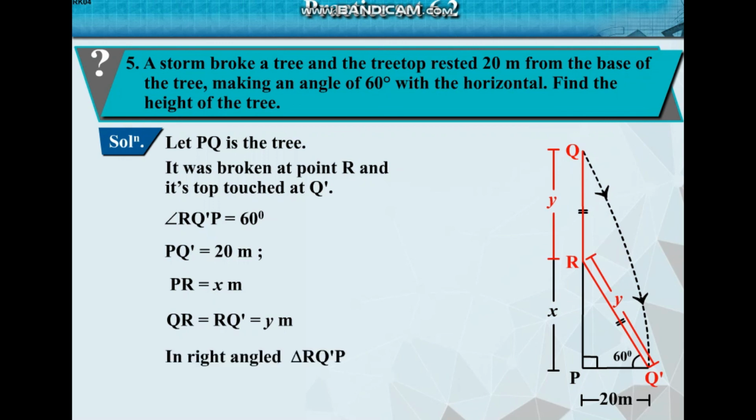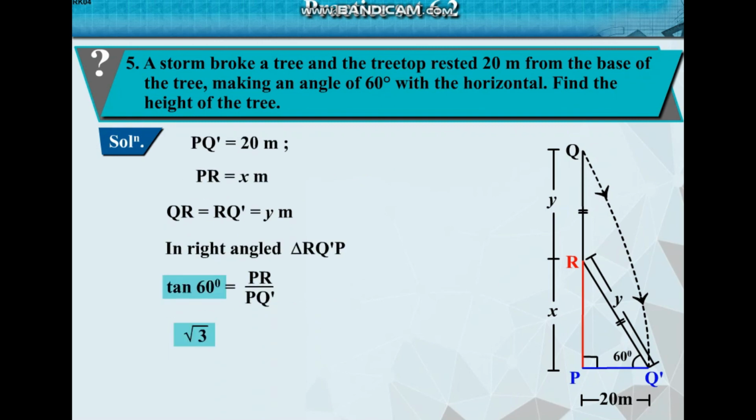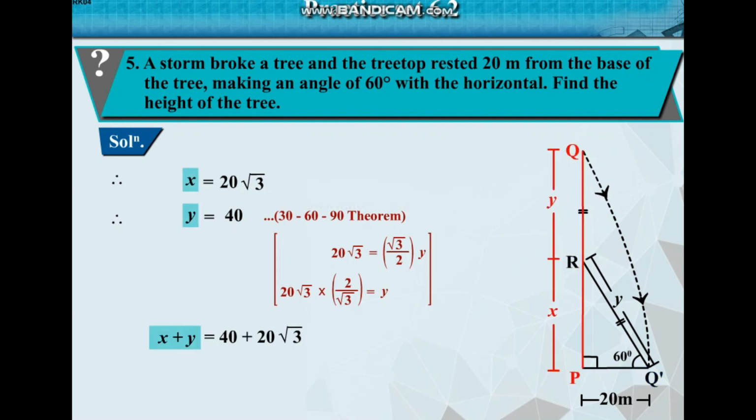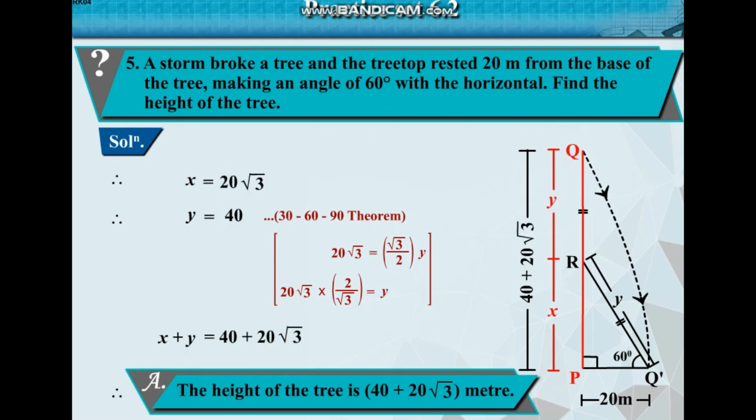In right-angled triangle RQ dash P, tan 60 degrees is equal to PR upon PQ dash. Root 3 is equal to X upon 20. Therefore, X is equal to 20 root 3. Therefore, Y is equal to 40, by the 30-60-90 degrees theorem. Therefore, X plus Y is equal to 40 plus 20 root 3. Therefore, the height of the tree is 40 plus 20 root 3 meters.